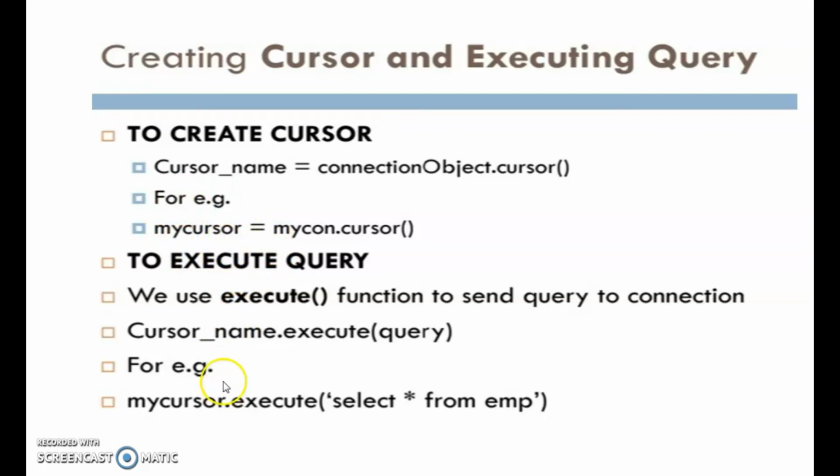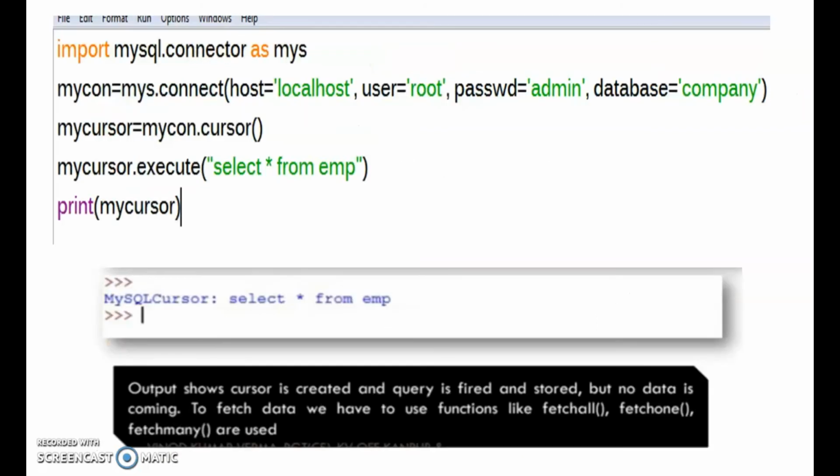After that you can execute the query by using execute: cursor name dot execute. Execute is the function to execute the query. For example, mycursor is a cursor object, so mycursor dot execute select star from EMP. EMP is the name of our table. Select star from EMP means that it will select all the records. The next one, an example.